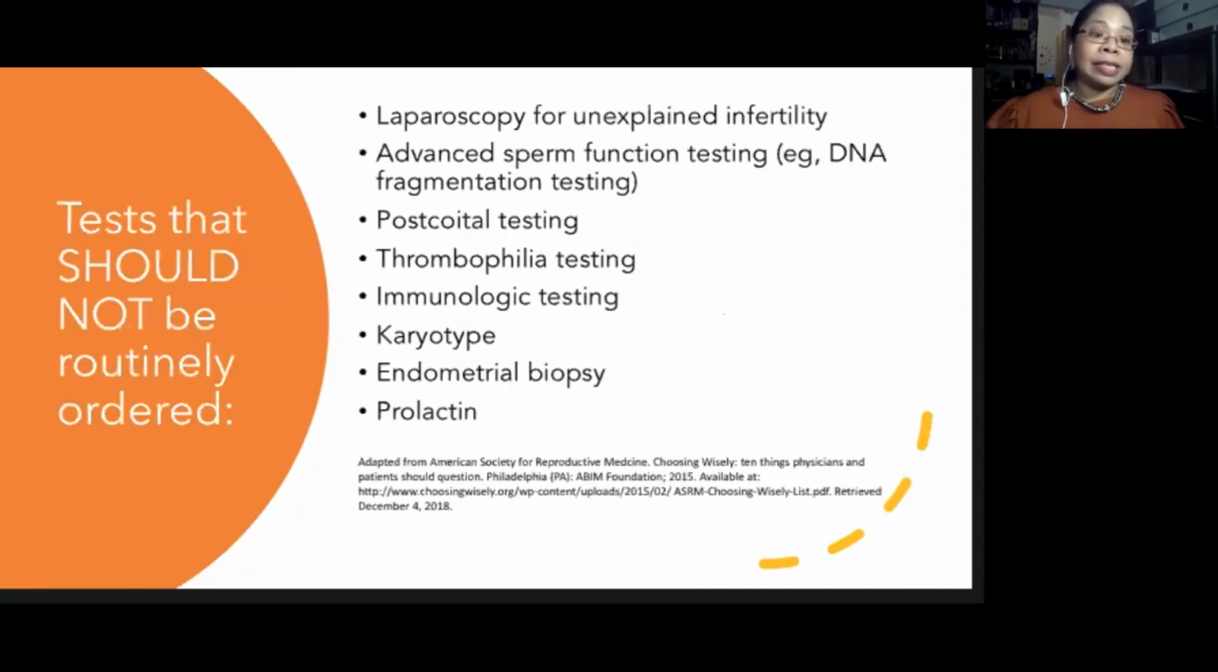Here are some of the tests that should not be routinely ordered. This includes laparoscopy for unexplained infertility, advanced sperm function testing, post-coital testing, thrombophilia testing, immunologic testing, karyotyping, endometrial biopsy, and prolactin. So we order these tests only when necessary.